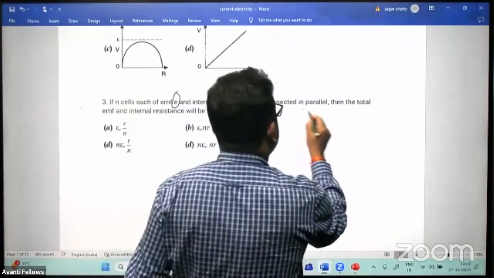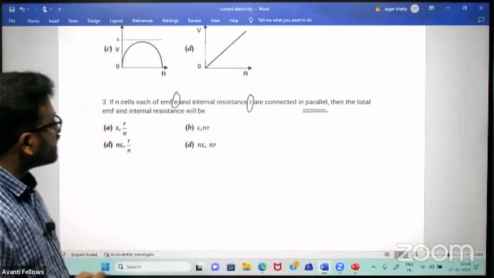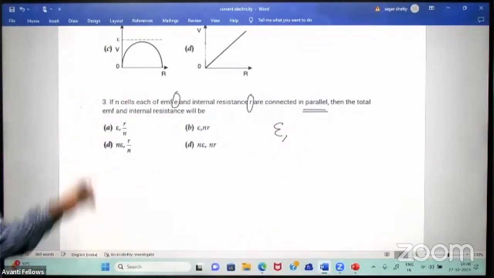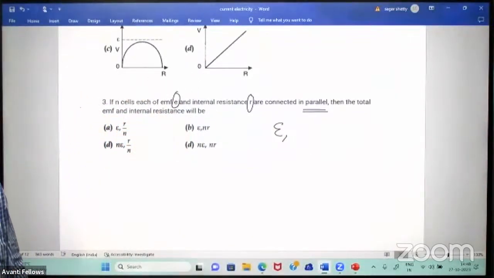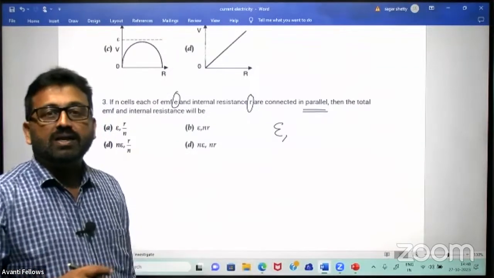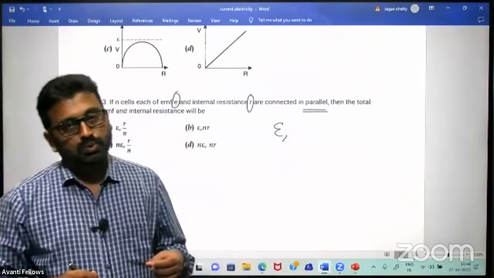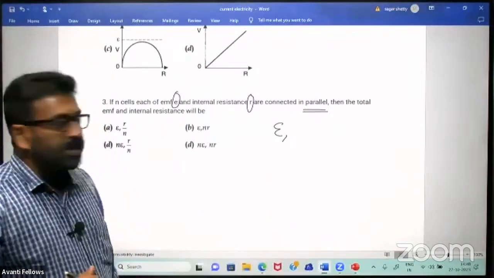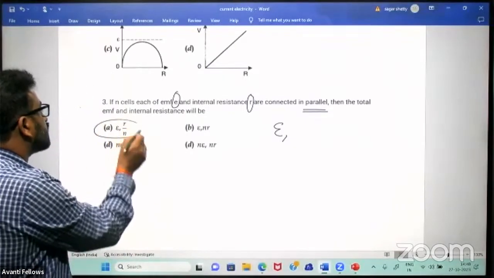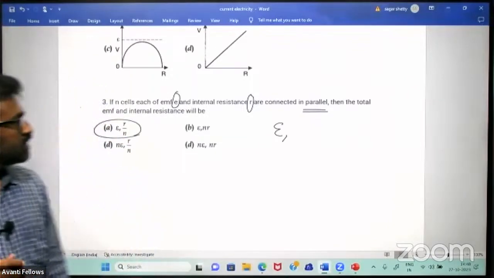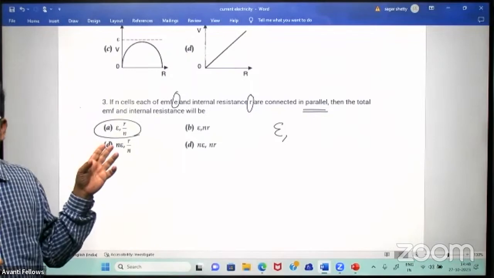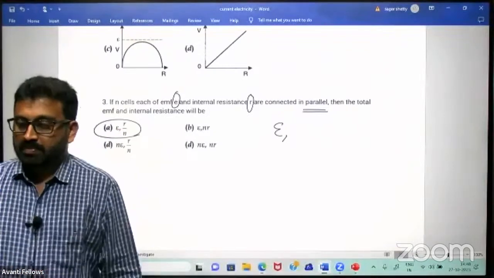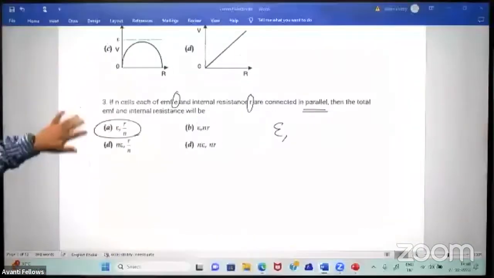Connected in parallel, there itself we can say that EMF will remain the same. EMF will be E. The next one, the total internal resistance. If two resistors are connected in parallel, effective resistance will be R by 2. So if n number of such resistances are connected in parallel, obviously it will be R by n. So this is the correct option. Effective EMF will be E and effective internal resistance will be R by n. Clear? Okay, next question.